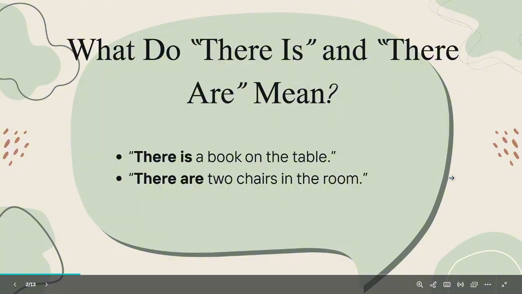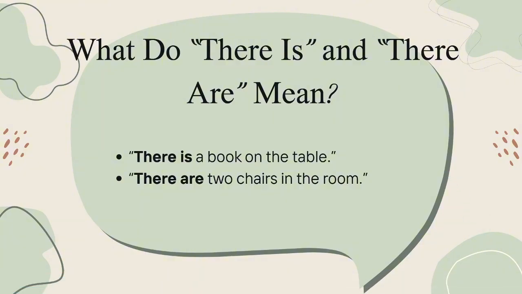Now, what do there is and there are mean? We use there is and there are to say that something exists. Think of them as meaning this thing exists in this place. So we have some examples to introduce this topic. There is a book on the table. There are two chairs in the room.